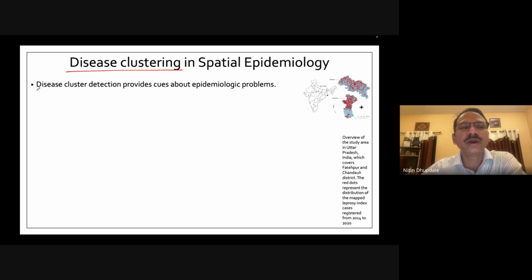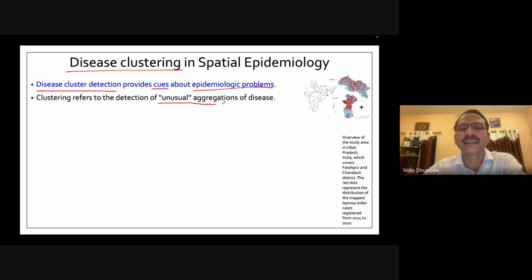So one of the important functions of spatial epidemiology is the detection of disease clusters. Okay. So disease cluster is an important part of spatial epidemiology. So it provides us cues that it's a problem. Okay, it tells us that it is an epidemiologic problem because there is a disease clustering happening. So what is disease clustering? So it refers to unusual aggregation of the disease.